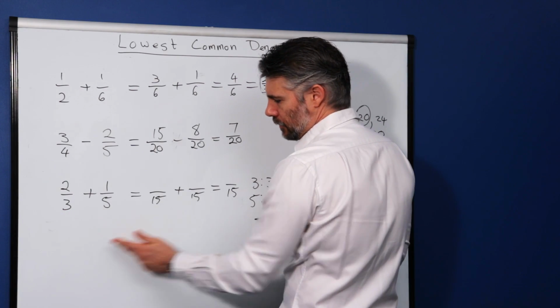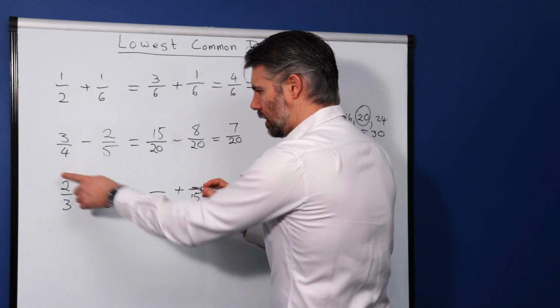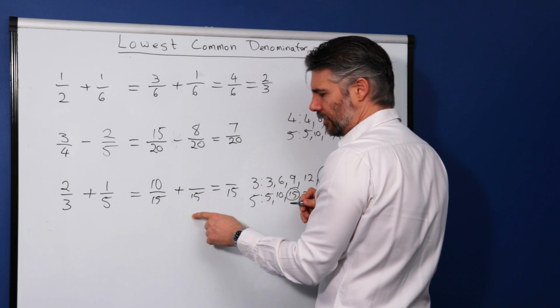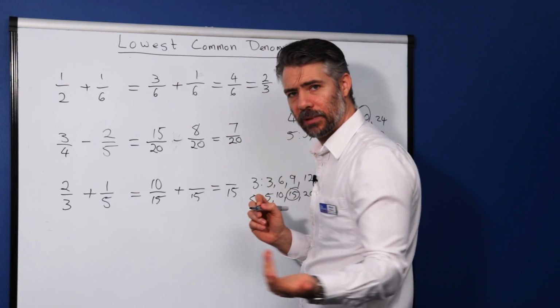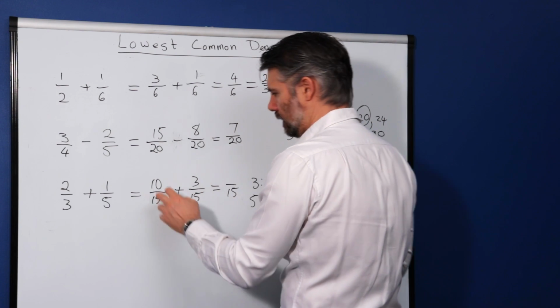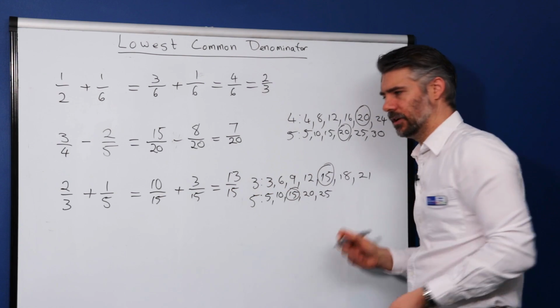So what did I do to this 3 to get it to 15? I multiplied it by 5. So I do the same to the top. 2 times 5 is 10. What did I do to this 5? To get 15, I multiplied it by 3, do the same to the top. 1 times 3 is 3, 10 plus 3 is 13, and our answer is 13 over 15.